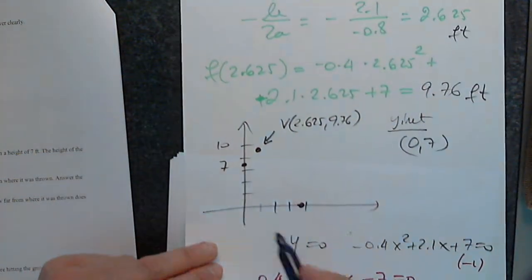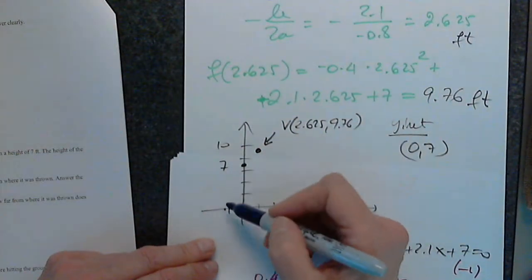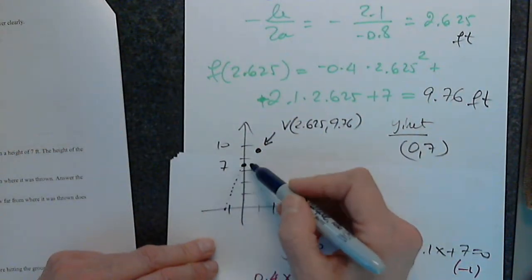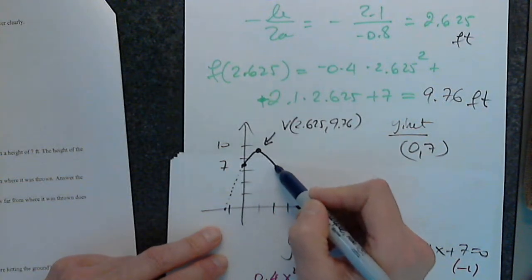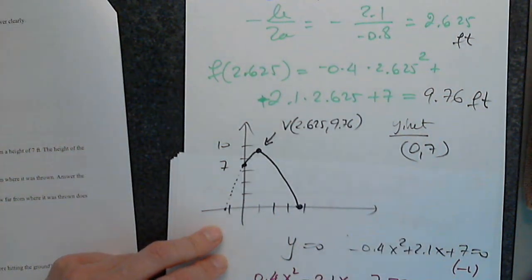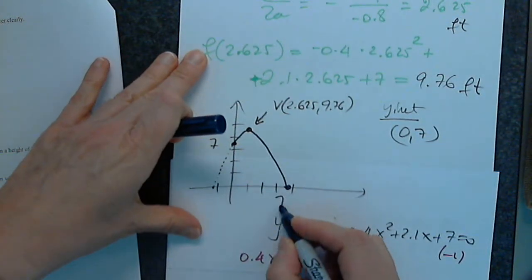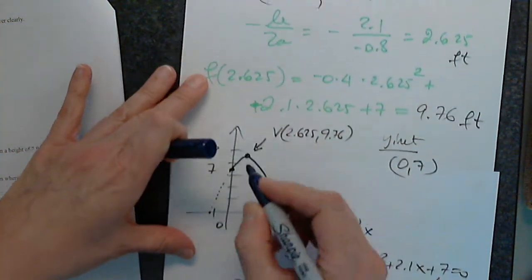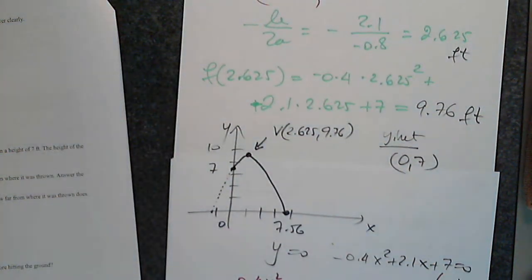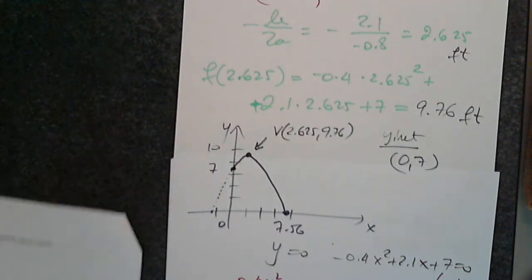And this one is negative 2. Of course, I don't really care for it, but I'm just going to do this. Nobody cares about that negative distance. So this is 7.56. So this is the graph of the function. We had plenty of information. We were able to graph it.